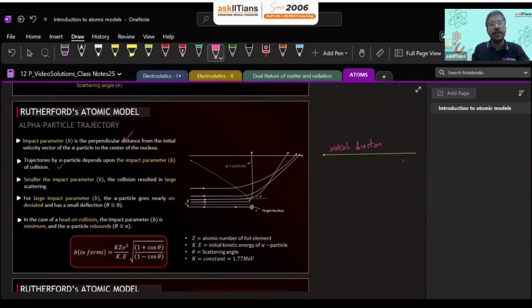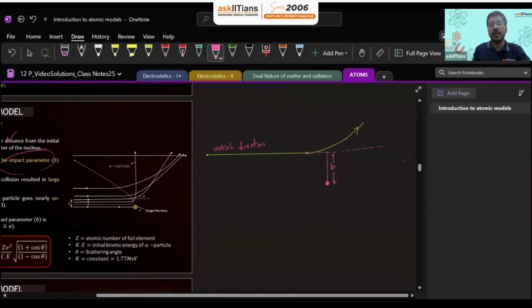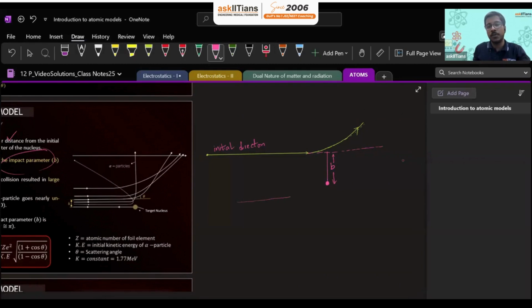The trajectory of the alpha particle depends on the impact parameter, right? What does a smaller impact parameter mean? It means that the particle is moving closer. If you extend the initial velocity vector, the particle was supposed to go very close to the nucleus. This is the smaller, let's say b dash, impact parameter. So in that case, because it's closer to the nucleus, the deflection will be larger, right?